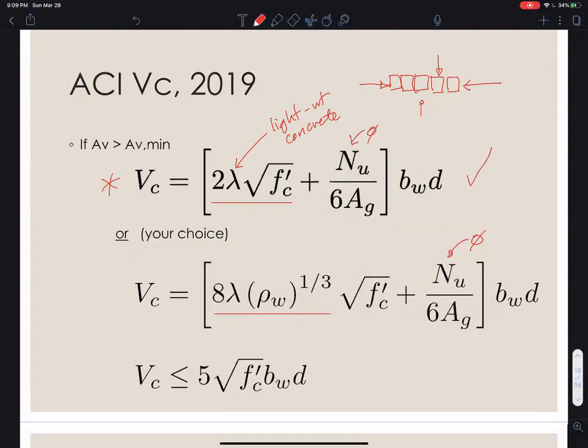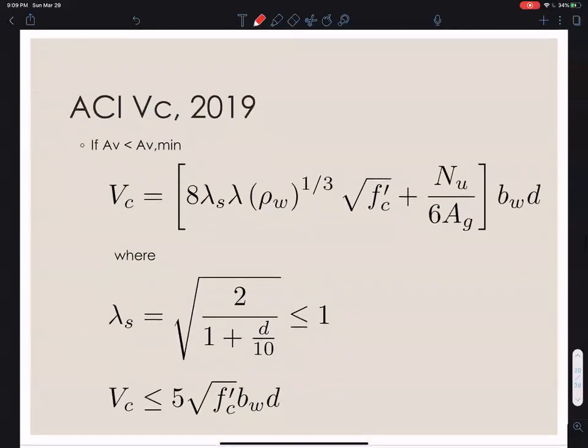This is, however, if you have at least minimum stirrups. In the situation where you do not have stirrups, which again, I advise against, but if you're allowed to do it, so if you have less than the minimum, you don't get the 2 root f'c, and the only difference is you have this lambda s factor.